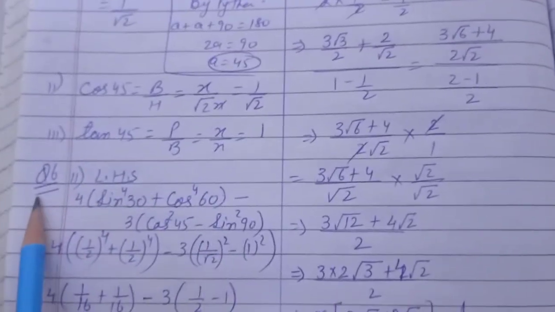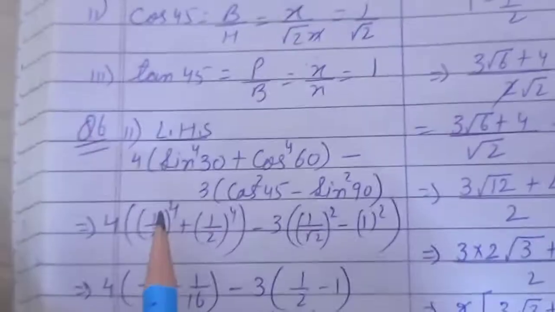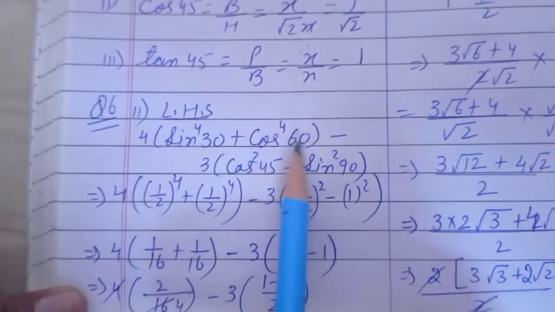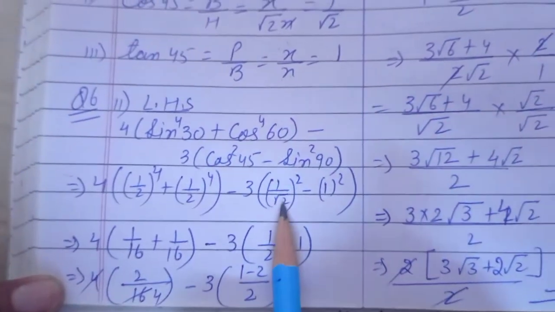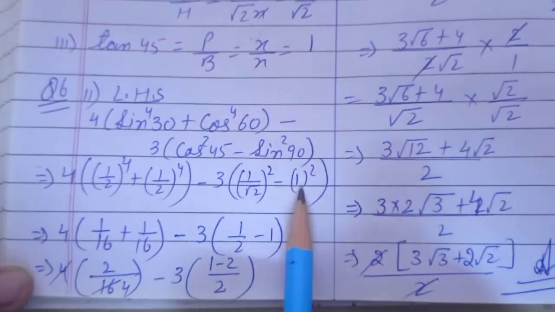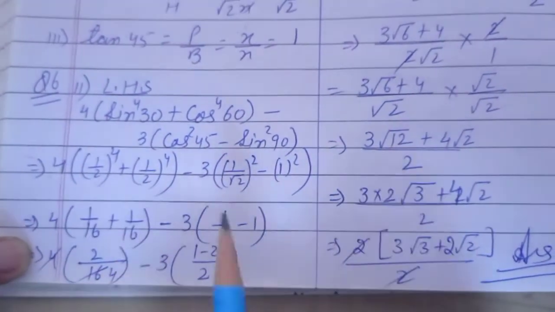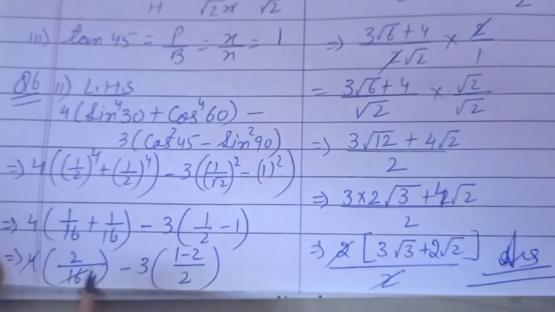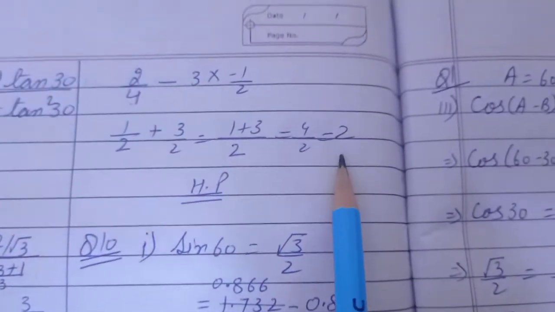Now, the next question is question number 6. This is the question. Let's find out the value. Let's put the values. Sin 30 is 1 by 2 raised to the power 4. Cos 60 is also 1 by 2 raised to the power 4. Minus 3 into cos 45, which is 1 by root 2, square is given. Minus sin 90, which is 1 square. 4 into 1 by 2 power 4 is 1 by 16. This is also 1 by 16. Minus 3 into root 2 square is 1 by 2, minus 1. So, LCM we can take. Solve it. Clear? So, you are left with this. Then after taking LCM, this will be your answer.